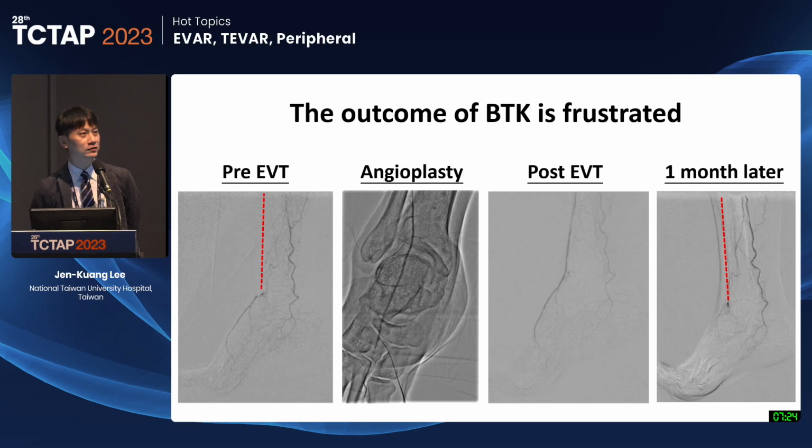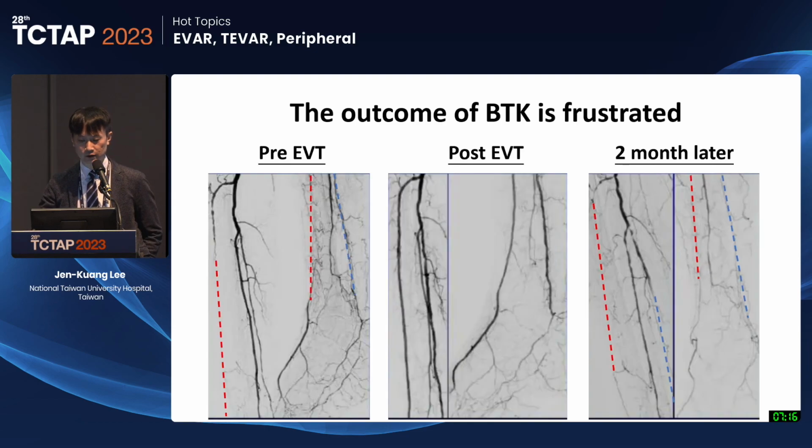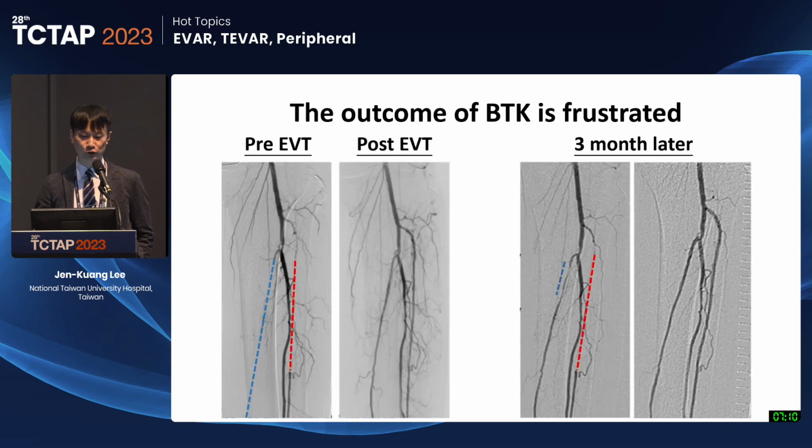But the procedure time is long, and the patency is short. So this is 1 month later. As you can see, the anterior tibial artery, we worked hard to revascularize it, but 1 month later it disappeared, and also at 2 months, and even at 3 months, the simple lesion, the proximal PTA and the proximal ATA, is still occluded or stenosed.